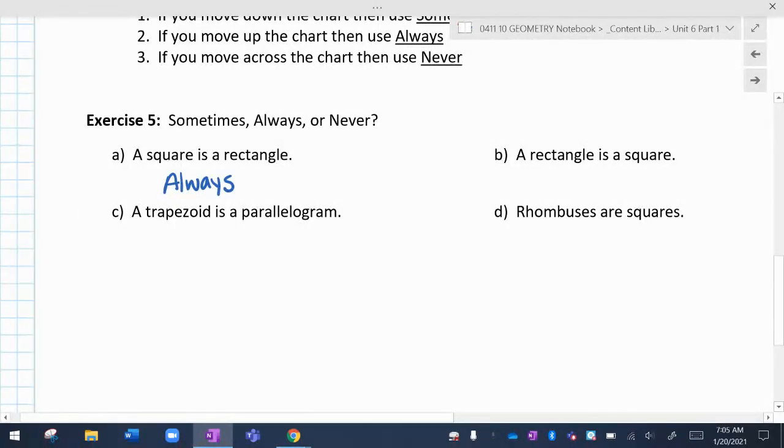Okay. A trapezoid is a parallelogram. Well, a trapezoid has to have 1 pair of parallel sides. A parallelogram has 2 pairs of parallel sides. So a trapezoid can technically sometimes be a parallelogram because there are some definitions that say a trapezoid has at least 1 pair of parallel sides. So a trapezoid can sometimes be called a parallelogram.